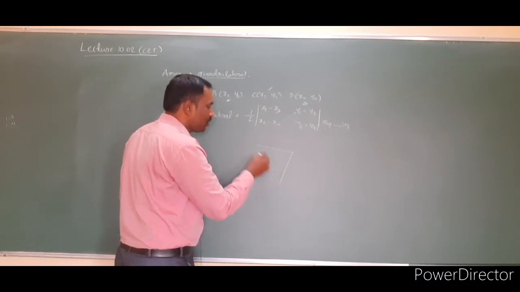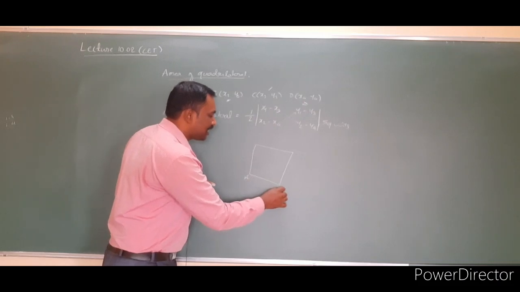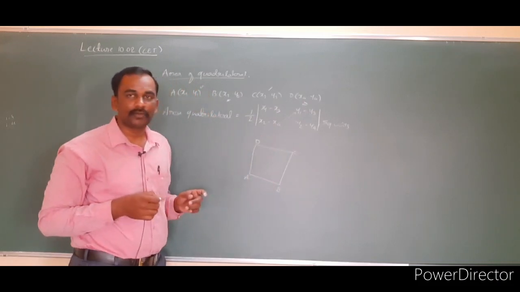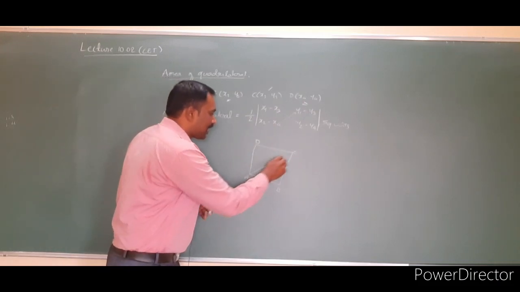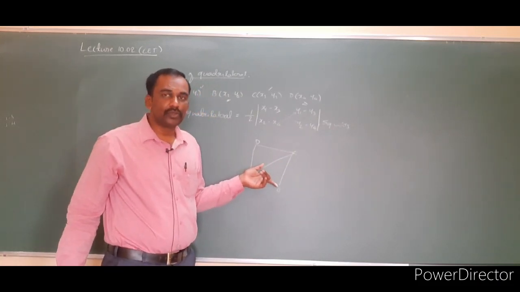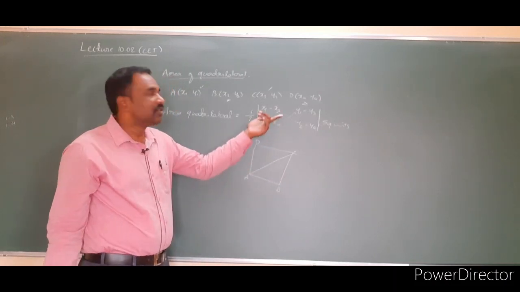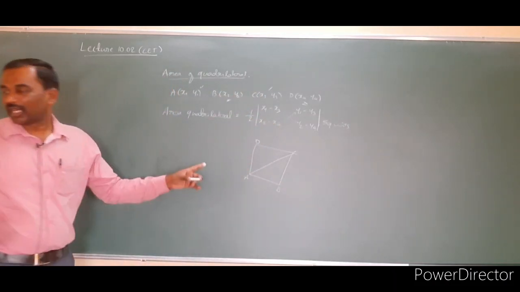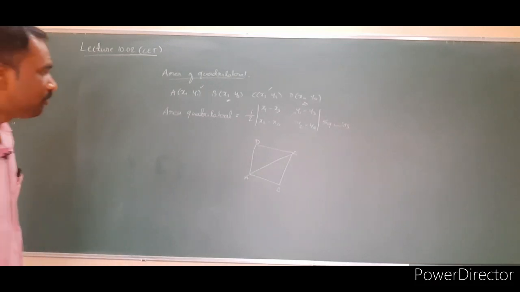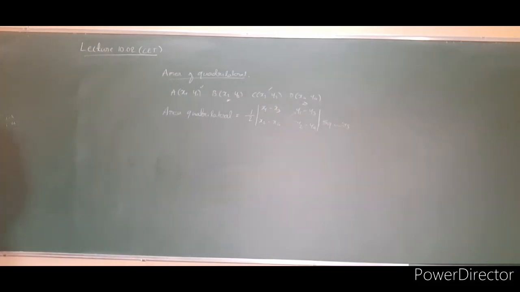Suppose this quadrilateral is ABCD. How to find the area of this quadrilateral? We need to take one diagonal, then this is one triangle and this is another triangle. The sum of the areas of these two triangles gives the area of the quadrilateral. So in such a case, whenever the vertices are given, we can use this simple formula to find the area of the quadrilateral.